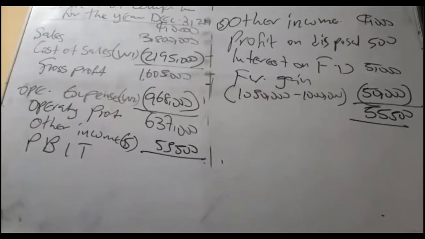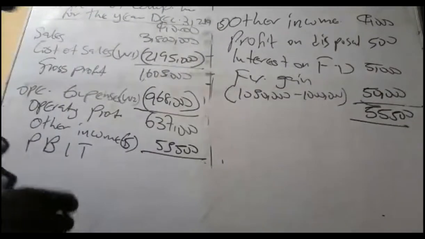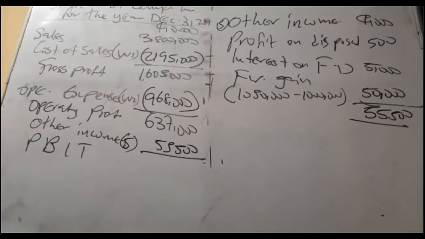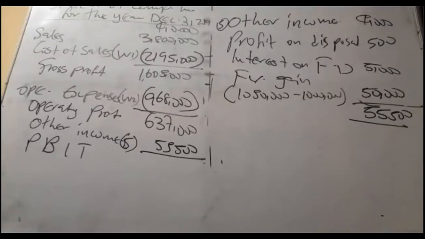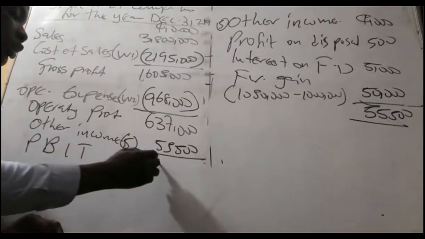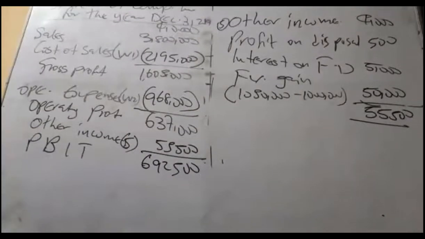The fair value gain should not be subtracted, it's a positive. In fact, if you subtract, you get 55. So you have to add the fair value. That's why we added and then we had 55,500. So it must be add because it's a gain, not a loss. So 692,500. This will be the profit before interest and tax.